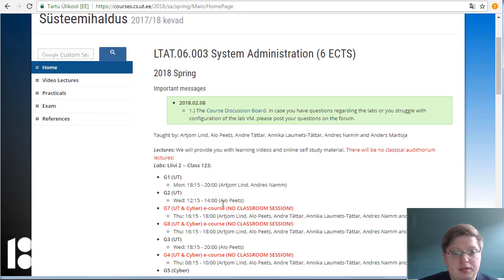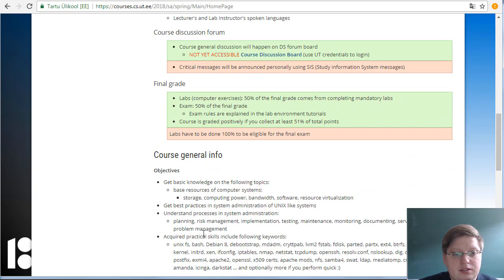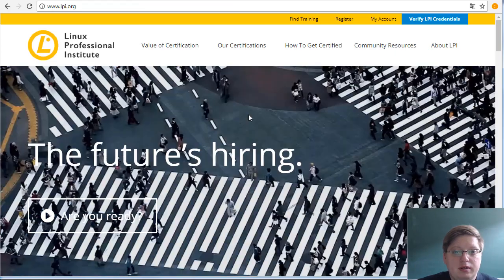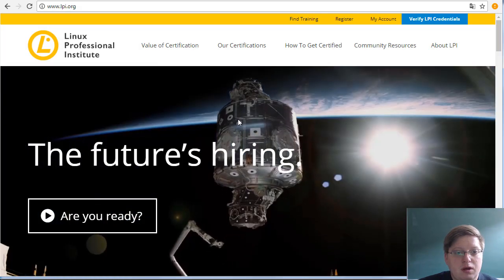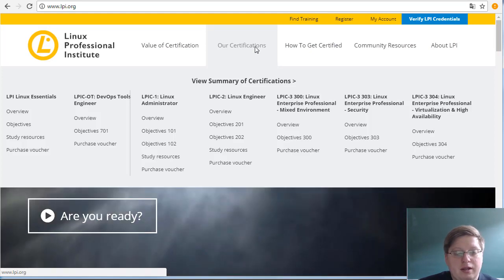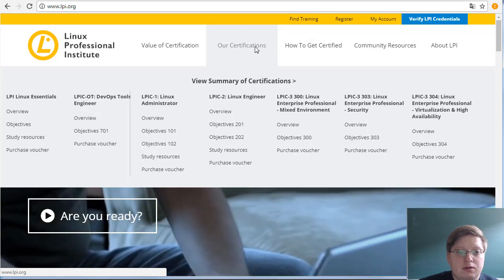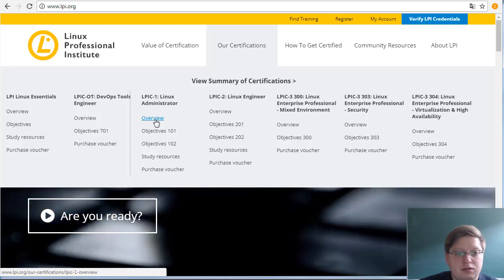On the general introduction page you see the lab times and general course information. The idea behind the course is to give you an introduction to Linux and common services in a Linux environment. The course is good preparation for Linux Professional Institute certifications. I am Linux Professional Institute certified at the 3rd level, and I can tell you that the knowledge learned in this course is a very good preparation to pass different Linux Professional Institute certifications.